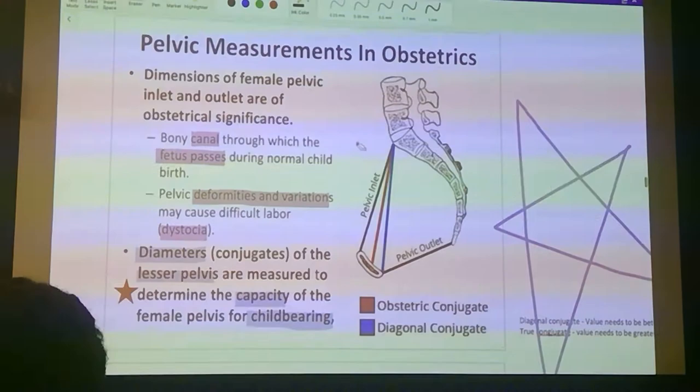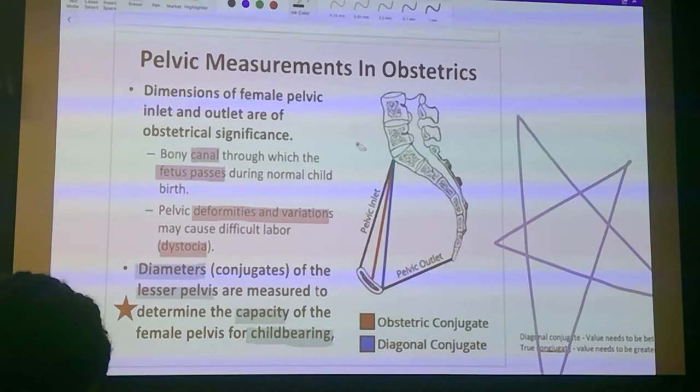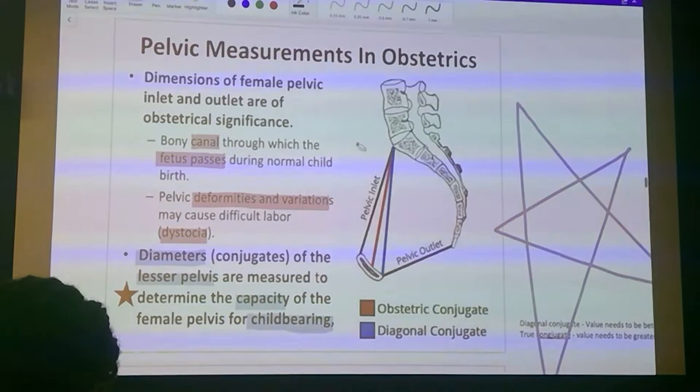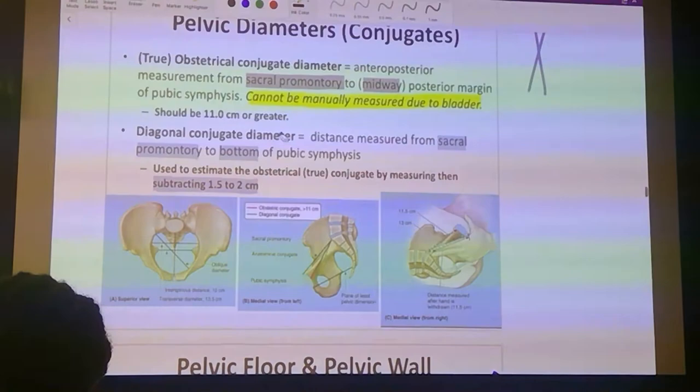Did she talk about 10.5 centimeters? Yeah. Okay, make sure you know that, because if they're below 10.5 centimeters, then they cannot give birth vaginally. Then they have to do a C-section. Actually, it's 11 centimeters for the true conjugate.